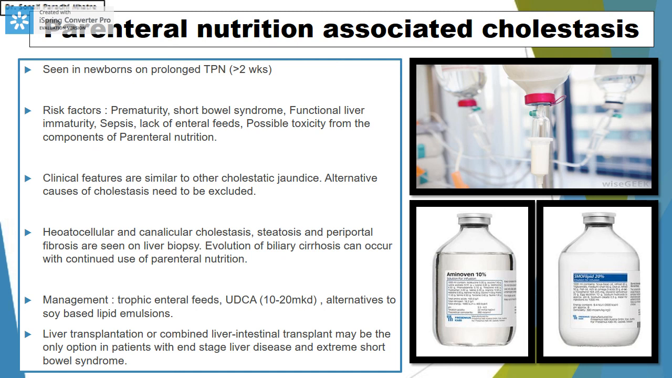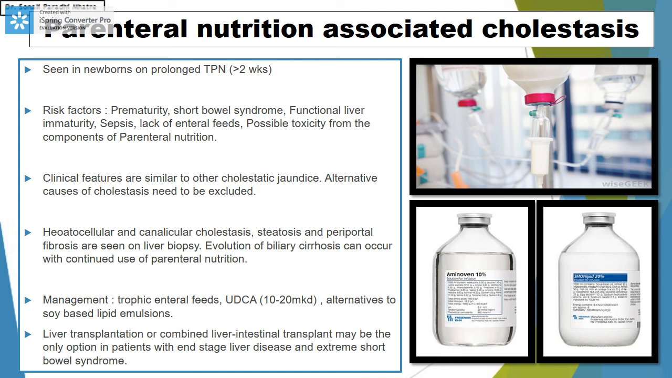Alternative causes of cholestasis also need to be excluded before coming on to the diagnosis. Now, hepatocellular and canalicular cholestasis, steatosis, and periportal fibrosis are seen on liver biopsy. Evolution to biliary cirrhosis can occur with continued use of parenteral nutrition. The management includes trophic enteral feeds. This can prevent the cholestasis, and for managing the cholestasis, we go to UDCA, which is ursodeoxycholic acid, 10 to 20 milligram per kg.